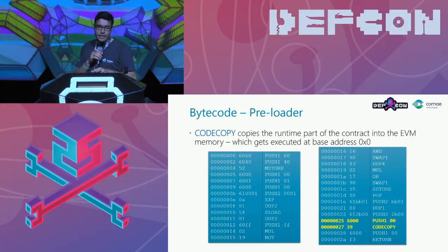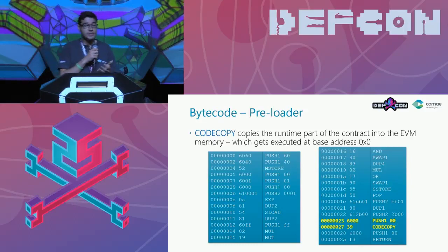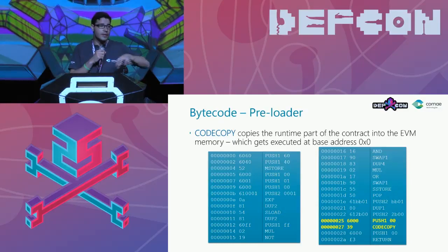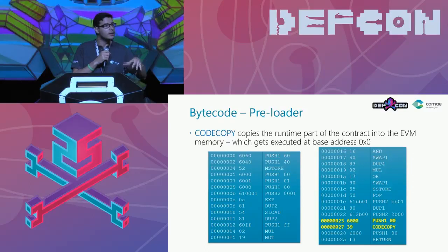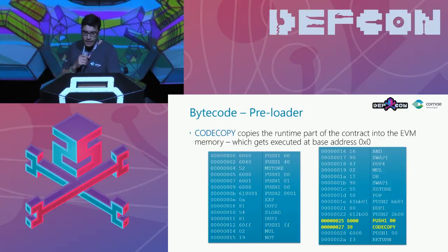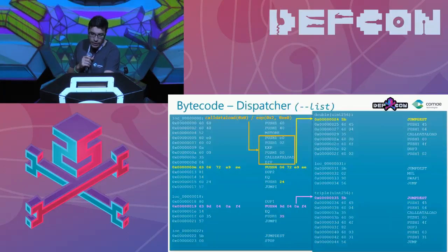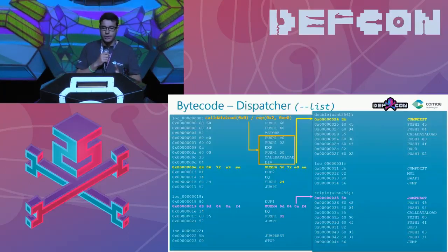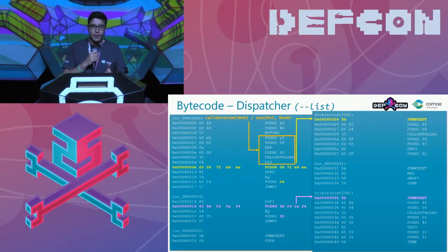So this is what the actual preloader looks like. There is an instruction called code copy, which is basically in charge of taking the actual bytecode of the contracts that we need to put inside the executable memory, so we can execute it after at the offset 0. And once we enter inside the actual smart contract, there is a dispatcher which is in charge of splitting all the different functions.